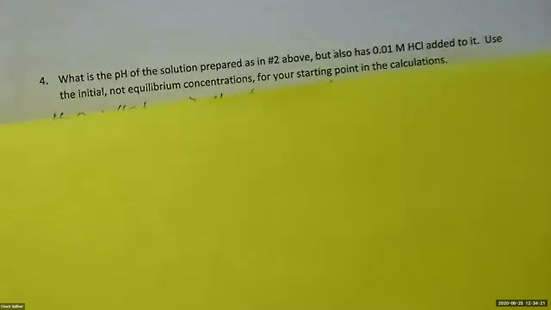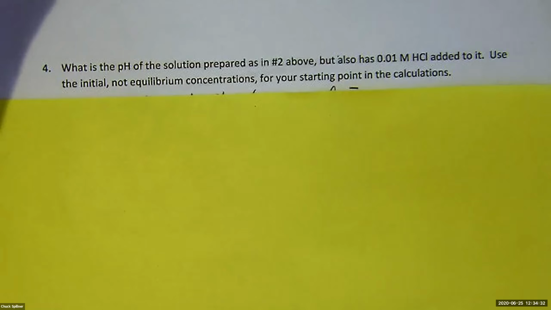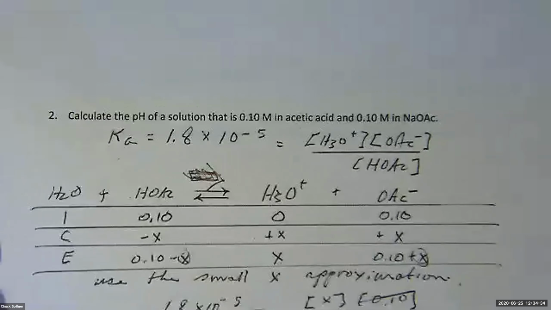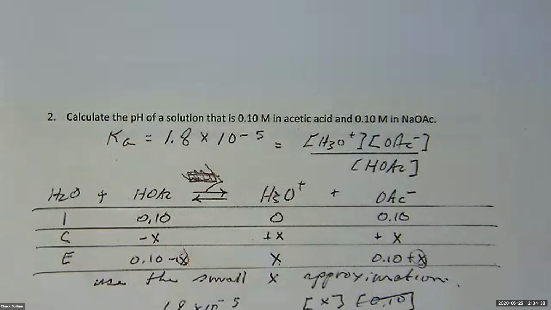Okay, the last problem. What is the pH of the solution prepared as in 2 above? So what was 2? Let me go back to 2. Here's 2. Calculate the pH that has 0.1 molar acetic acid and 0.1 molar acetate ion.